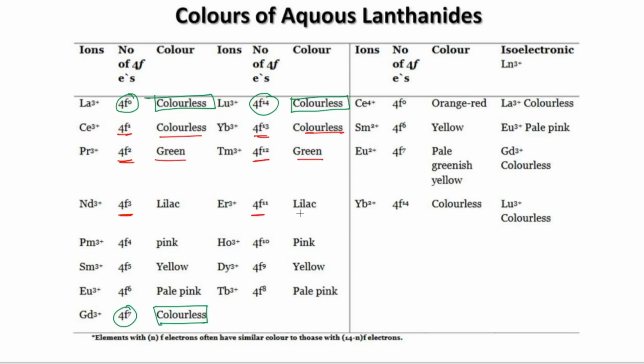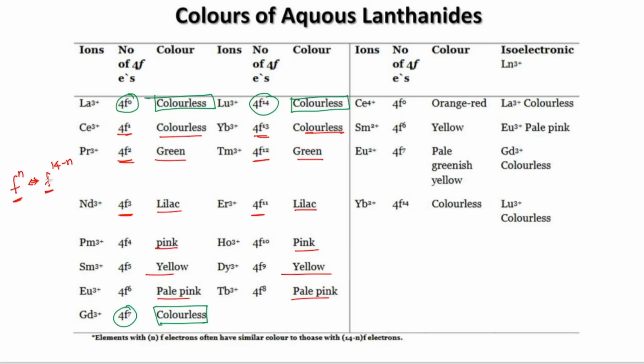F3 and F11 have similar color. So you can see it is happening within all the tables. So Fn and F14 minus n, both of them have similar colors, both resemble each other in color if the electronic configuration is like that.